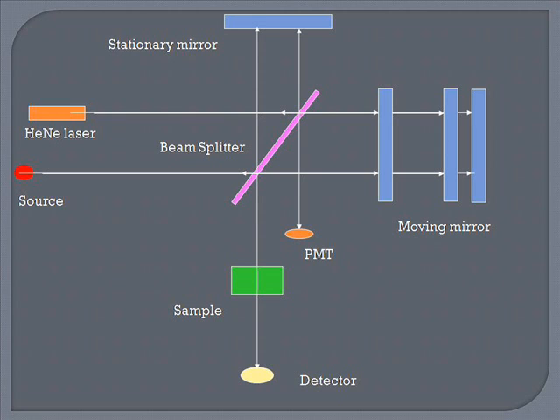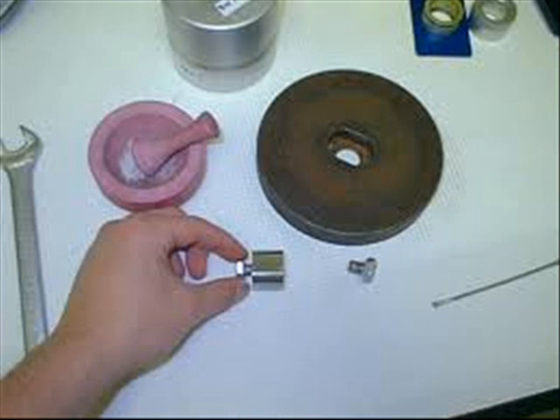The mirror moves back and forth at constant velocity. The intensity of the interference signal varies as a sine wave. The beam after interference passes through the sample.